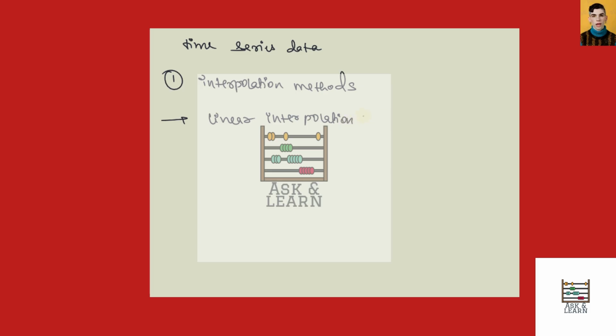Now here we know that the limitation includes it is sensitive to outliers and the assumption of a constant slope between points.